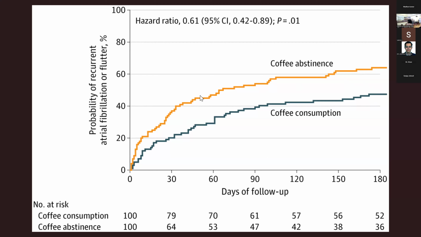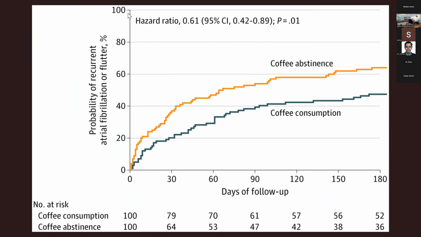Which means that the coffee consumption group had 39% less hazard of developing atrial fibrillation compared to the coffee abstinence group. So this is actually favoring usual coffee consumption. And this effect can be as low as 11% to as high as 58%. The confidence interval is between 0.42 and 0.89, not crossing 1, with a p-value of 0.01, which is statistically significant. And there is no differential loss to follow-up when we look at the number at risk.